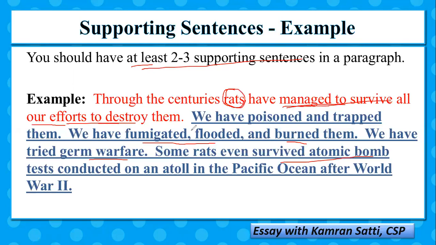Now we are writing the supporting sentences, okay, to prove the controlling idea, the topic sentence which we have written. We have poisoned and trapped them, we have fumigated, flooded and burned them, we have tried germ warfare, some rats even survived atomic bomb tests conducted on an atoll in the Pacific Ocean after World War II. Now these supporting sentences are basically supporting our controlling idea. Okay, so I hope the concept is clear, that why do we write supporting sentences.